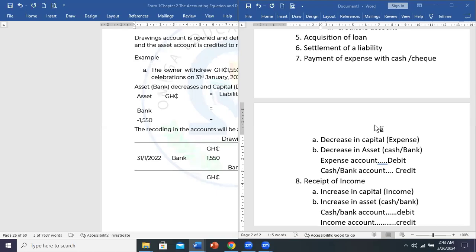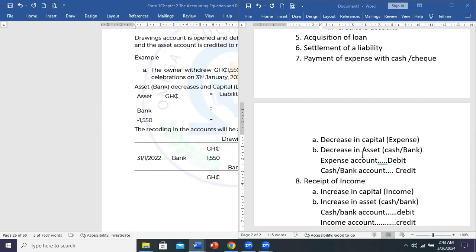Okay, so let's move on with what we were discussing in the first session. I think I was making a point about summarizing the payment of expense and receipt of income. You can appreciate that anytime you pay expense, it decreases capital and also decreases asset. In terms of the T account, you open the expense account, debit it, and open cash or bank account and credit it. The opposite is for income.